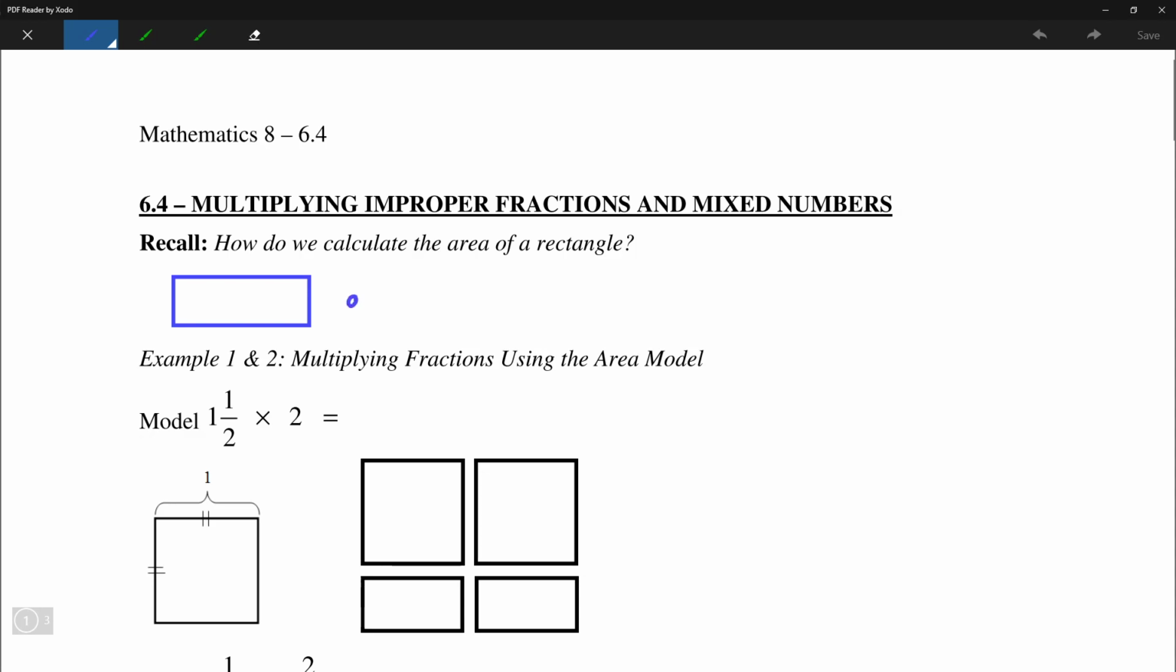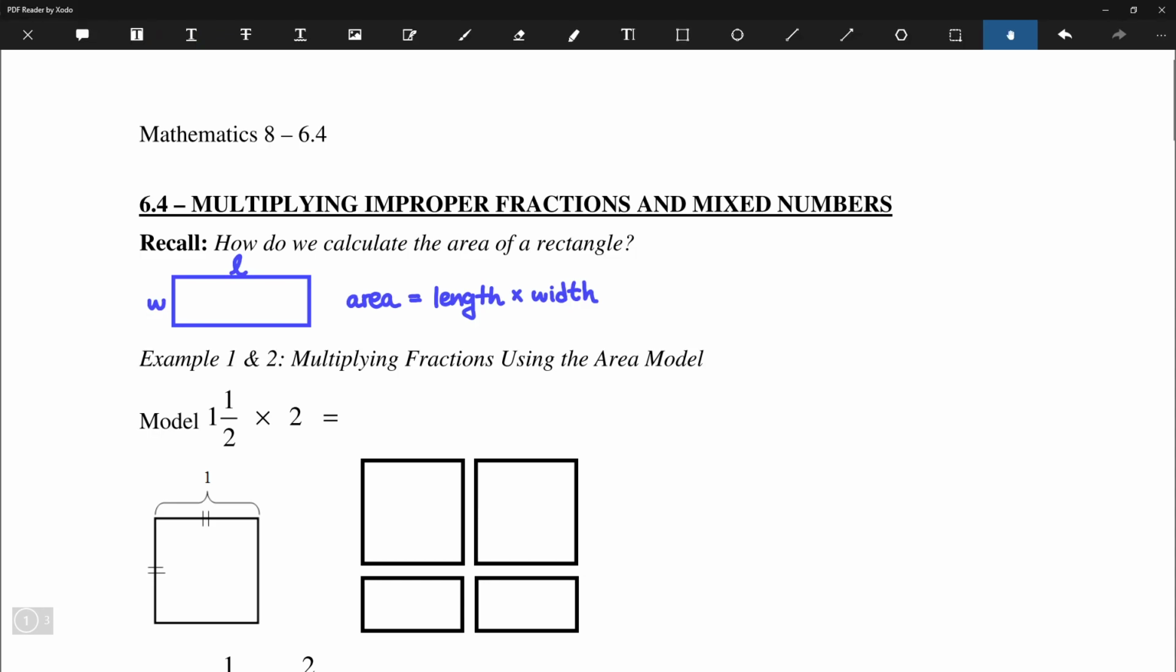As we recall, the area of a rectangle is equal to its length multiplied by its width. Usually we label a rectangle with L and W for length and width respectively. Now we'll be using the area model to find the product of mixed numbers and improper fractions.